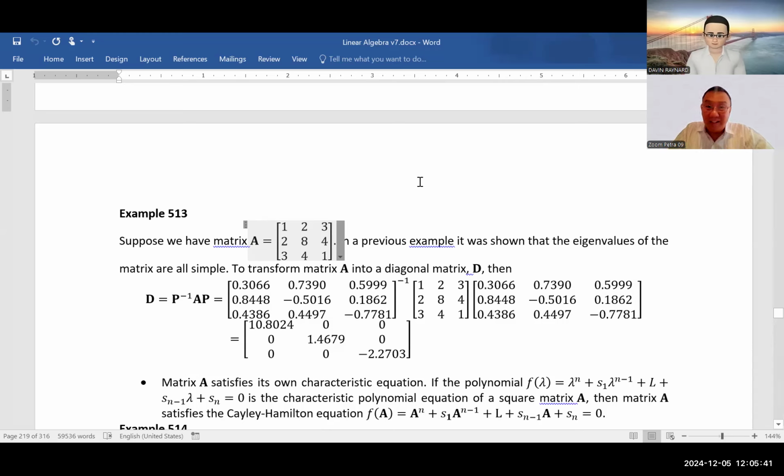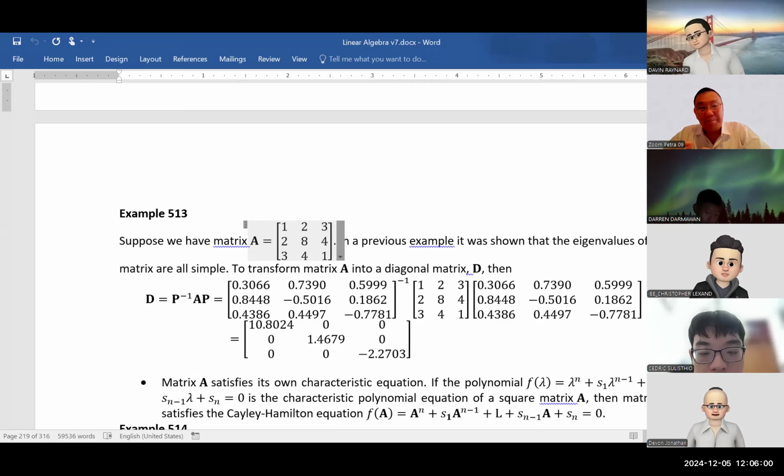Is this clear or not? Oh, discussion first. What did you get?